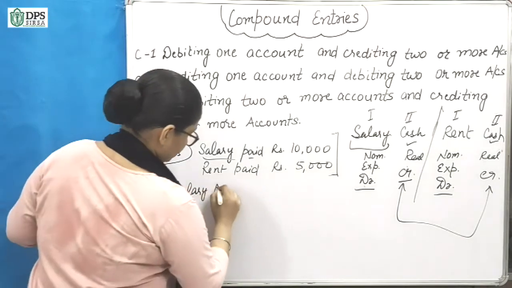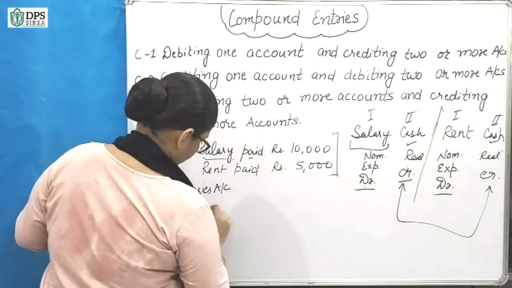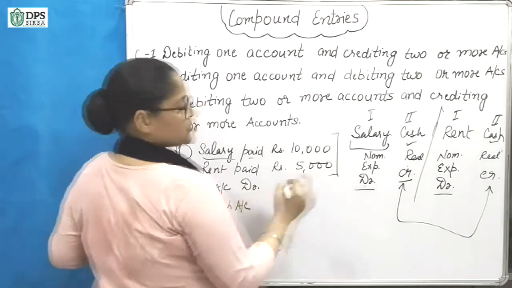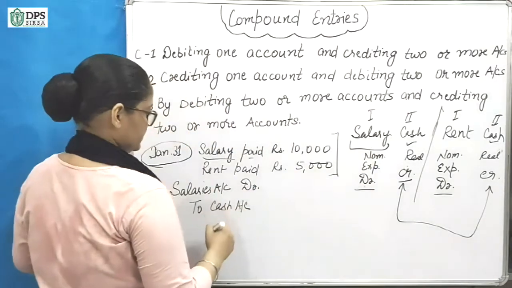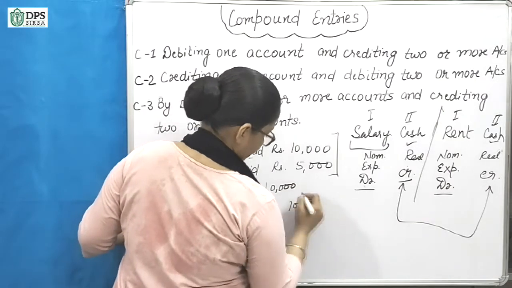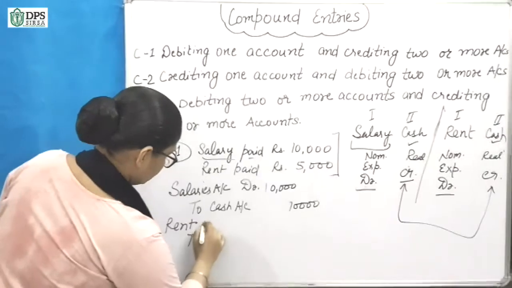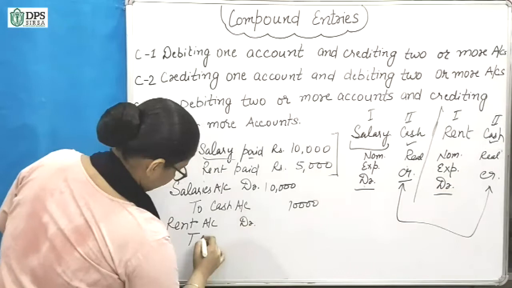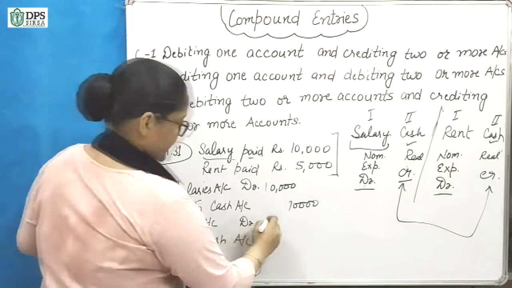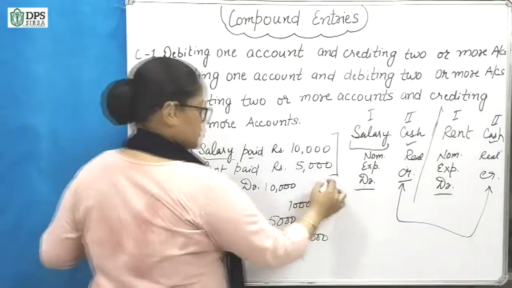सैलरीज अकाउंट डेबिट टू कैश अकाउंट. So salaries account debit, the amount is given 10,000 and next entry is rent account debit to cash account, and we will write here 5,000 and 5,000. So these are two entries.